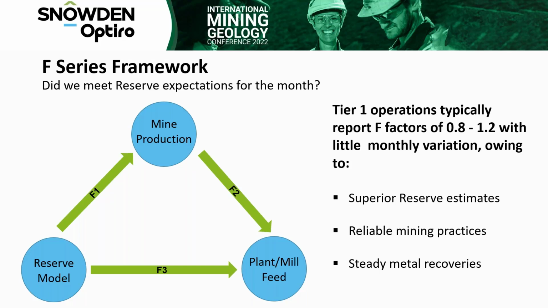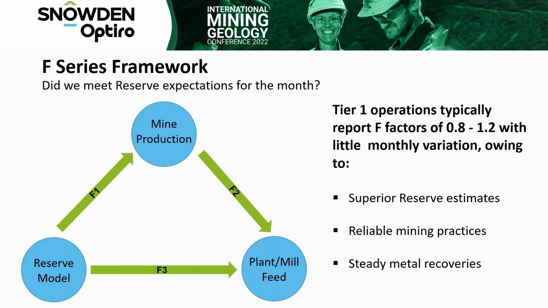If we look at the diagram, we've got the reserve model down the bottom here, the mine production, and then the mill feed. We've just got the simple F1, F2, and F3. And what we're trying to do is compare how well that reserve model has performed against the mine production and against the plant feed, and of course F2, mine production to plant feed. Now, the tier 1 operations are typically reporting factors of about 0.8 to 1.2. What we're trying to get to is 1.